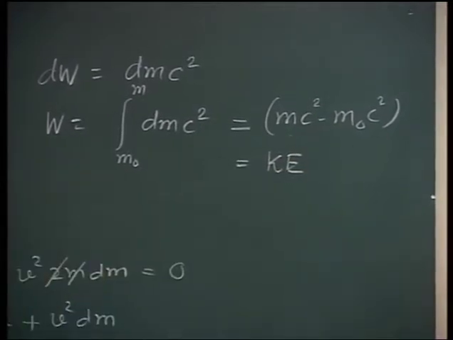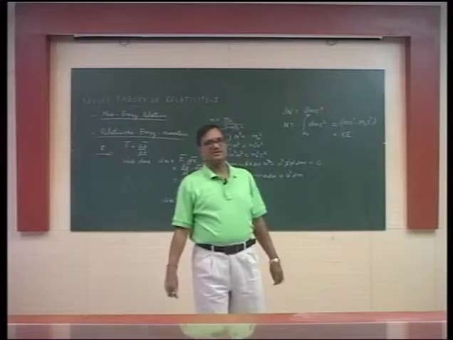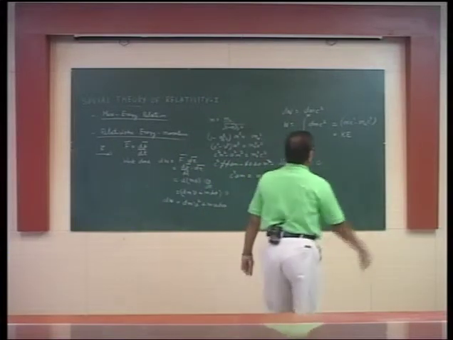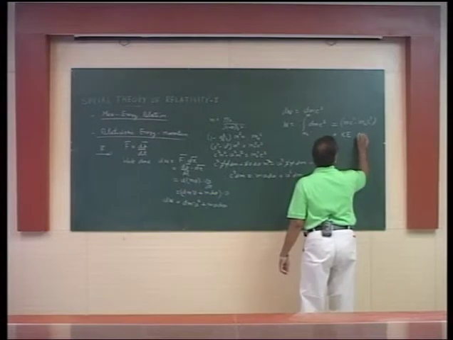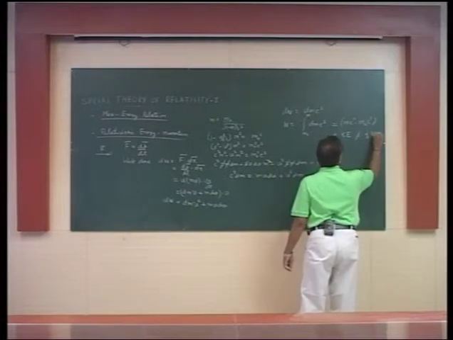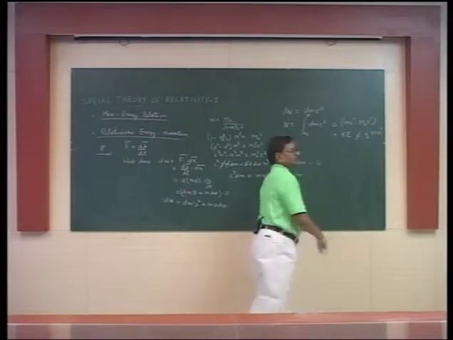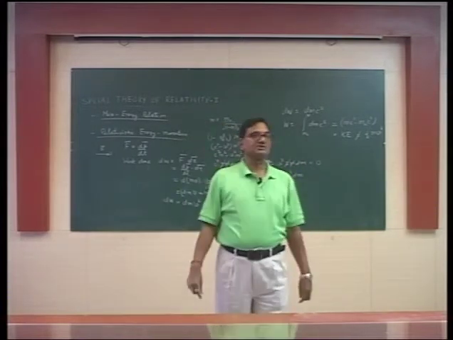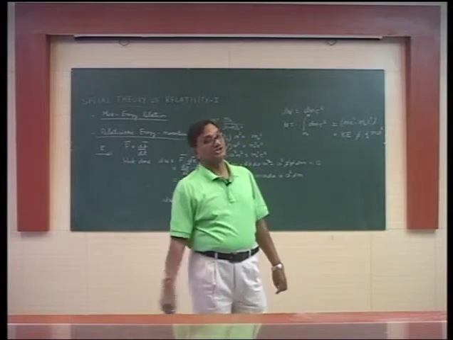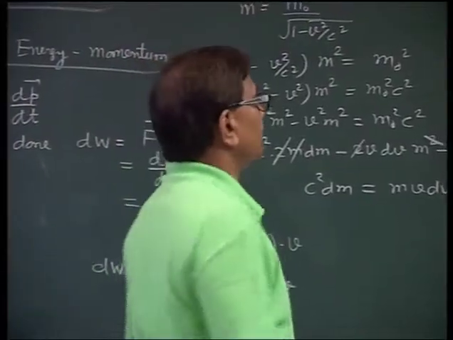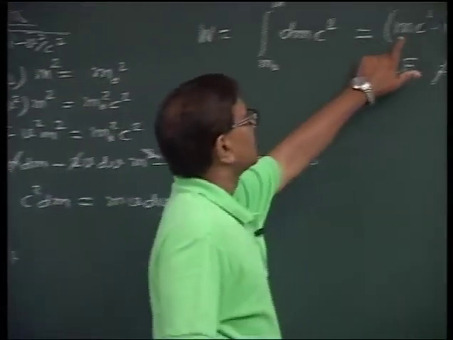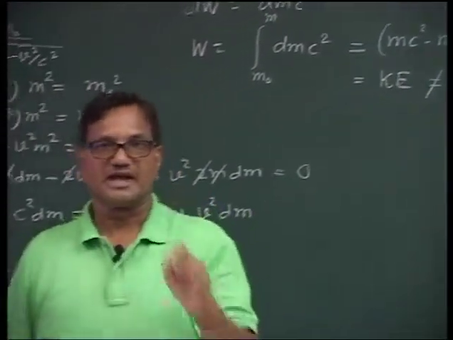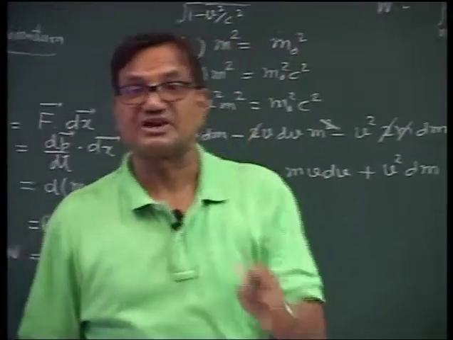So kinetic energy of a particle moving with very high speed is not half mv square, but it is mc square minus m0 c square. That is the kinetic energy of the particle. Now in kinetic energy of the particle, there are two terms. One is mc square and another is m0 c square. m0 c square can be taken as rest energy.